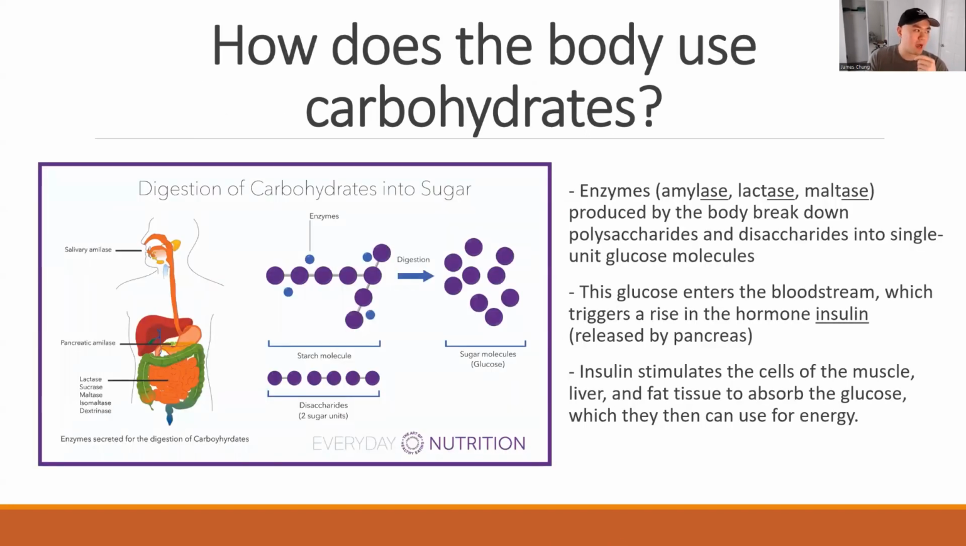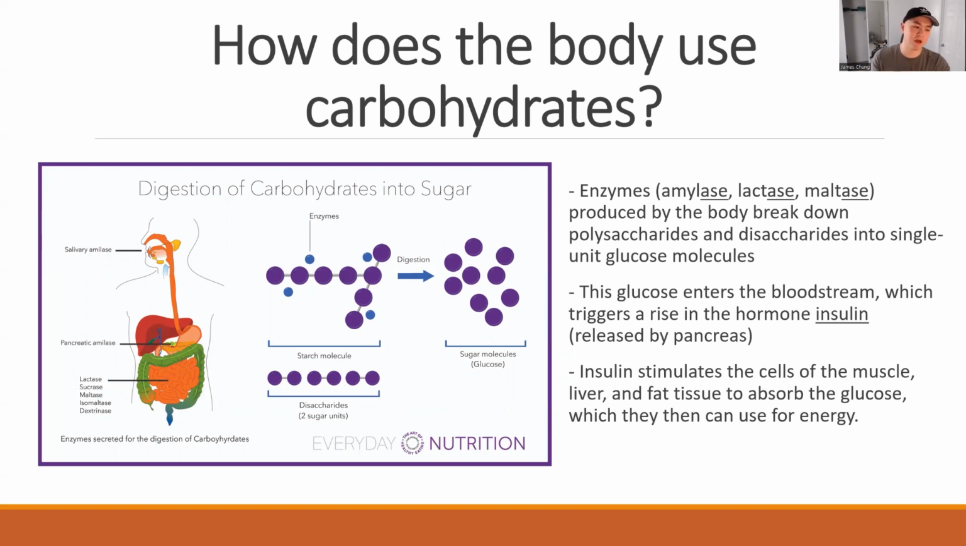But how does the body actually use the carbohydrates that we eat? We have enzymes called amylase, lactase, maltase. As you can see by the naming convention, they typically end in -ase. These are produced by the body and can break down the polysaccharides that we eat. Say we eat a piece of bread. The polysaccharides in that bread are going to be broken down into disaccharides and monosaccharides. It's going to break it apart into little chunks. Eventually, this process will continue until we get single unit glucose molecules.